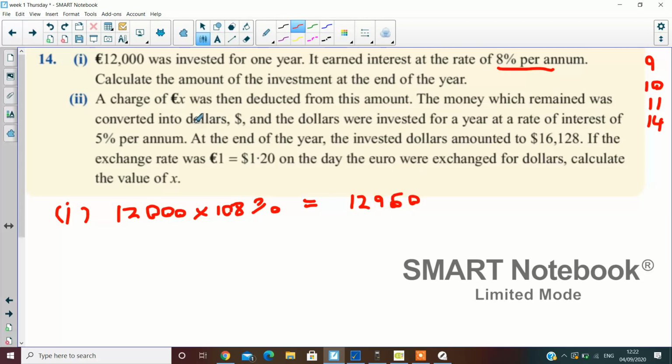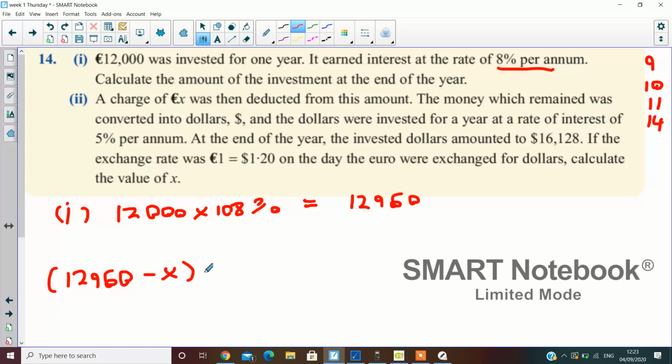Oh, this is a currency question, so you guys might have found this quite tough actually, right? A charge of X was deducted from the amounts. The money which remained was converted into dollars. Okay, so would everybody agree we now have 12,960 take away X. Is that okay?